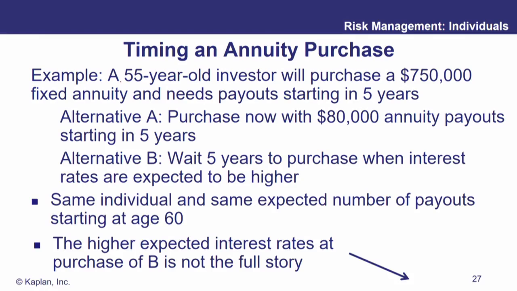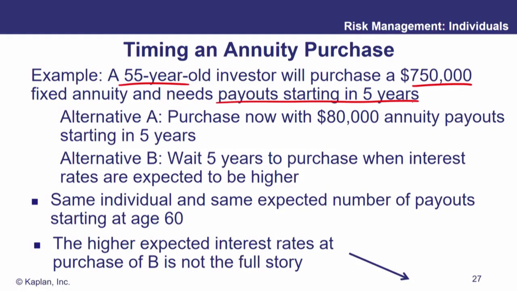Now, what about when should I buy the annuity? Should I buy it right away, or should I wait until I get older? Maybe I can keep and use the money for a period of time. So let's illustrate the issues that go with that, again, with an example. We got a 55-year-old investor. They are thinking about spending $750,000 on a fixed annuity. The payouts start in 5 years. So it is a deferred annuity, not an extreme deferral, a deferral in this case of 5 years.